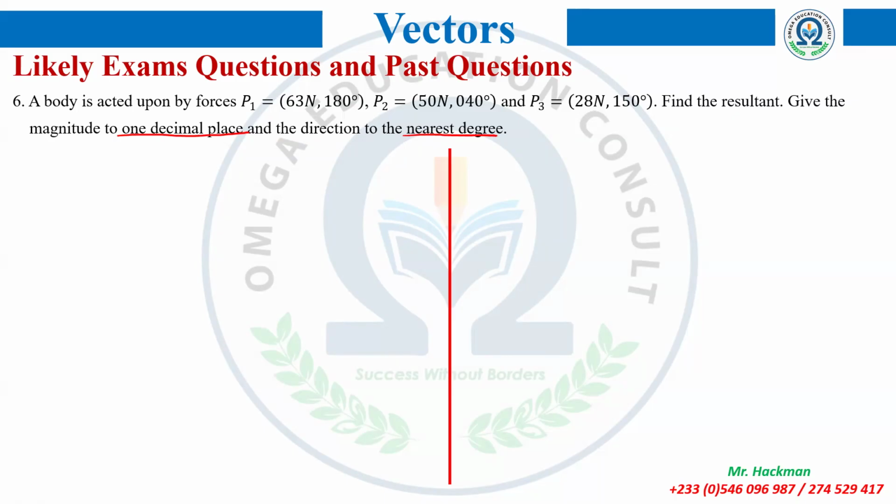Okay, so we start in our usual way. Solution, one. Information will be given here, and you will be good to go. Question 6. So you extract, what are we given? The forces: P sub 1 is equal to, you extract, 63 newtons, 180 degrees. You know forces are vectors. Then you continue.